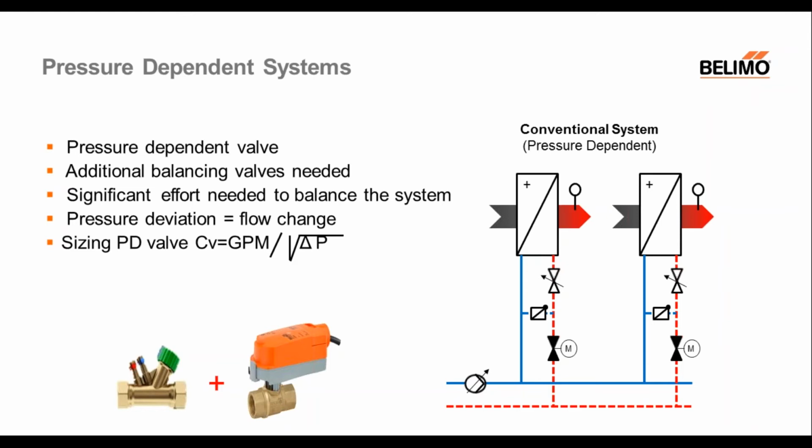Additionally, when selecting a pressure dependent valve for a system, you must do some calculation. You need to know your GPM for your coil, that's a given. You need to have your differential pressure, and then you must do a calculation and a valve selection. So I have shown there the calculation to arrive at a CV for a pressure dependent valve.